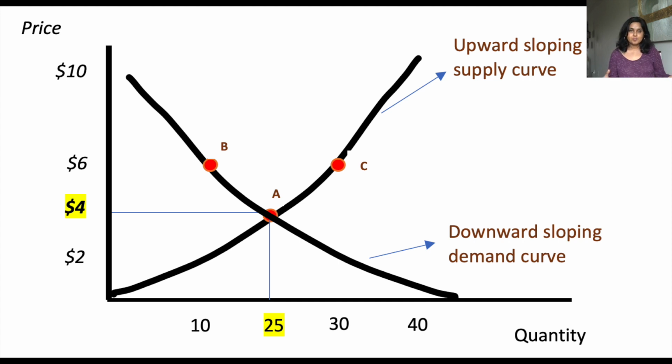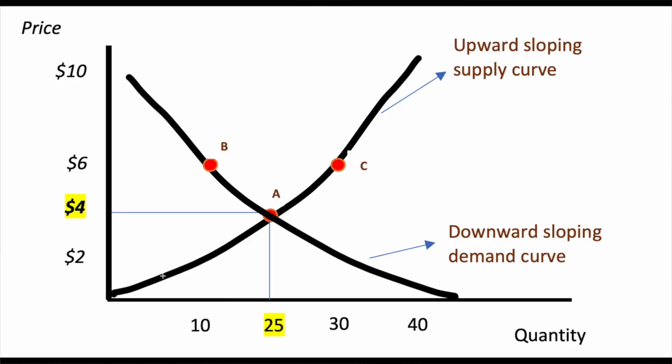Now, when we put both of them together in one graph, we will see how there is one price where both these curves meet. In economics, we call it an equilibrium point, where the price is just right for the producers, sellers, and the consumers. So you can see that this happens in point A, where demand and supply meet or cross each other. This price is set at $4 and the quantity demanded and supplied is 25 loaves of bread.